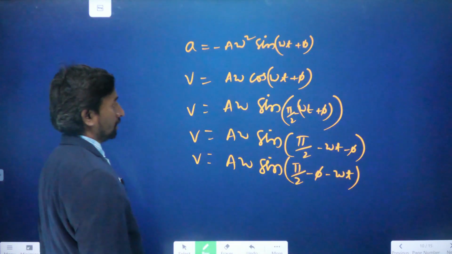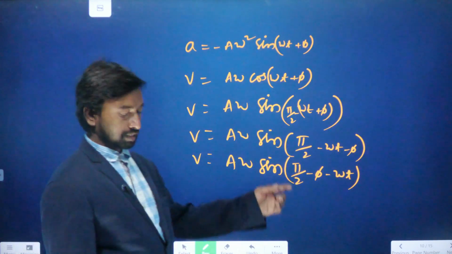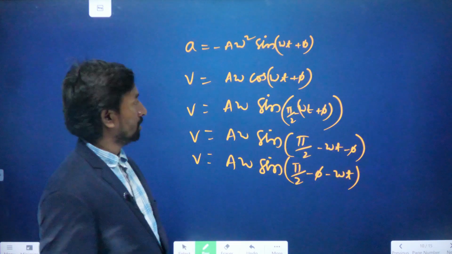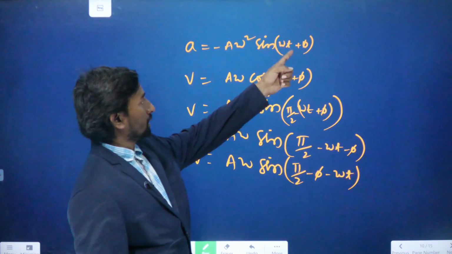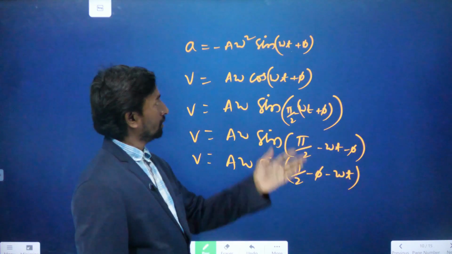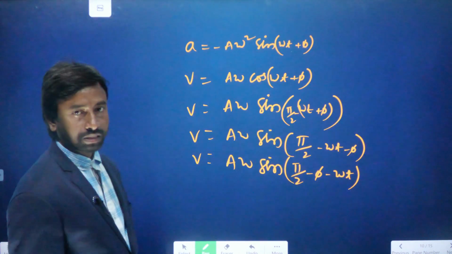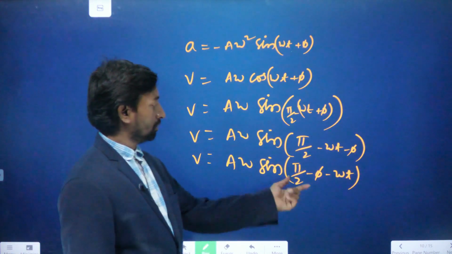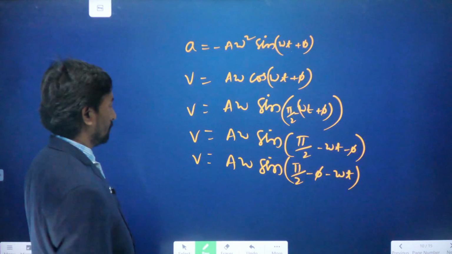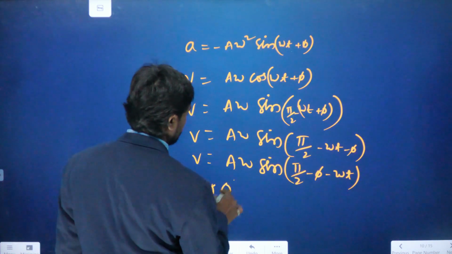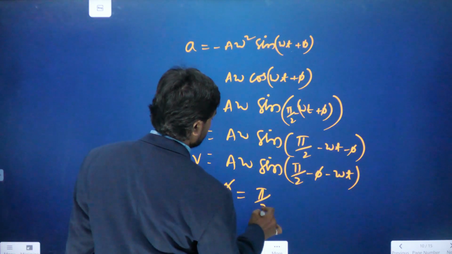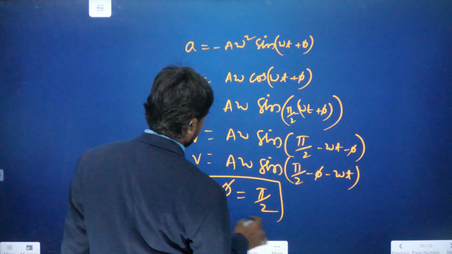Okay, now here the phase difference will become 90 degrees. So this is theta 1, and you consider this theta 2. Then if you subtract, we will get pi by 2 as the answer. So delta phi is equal to pi by 2.